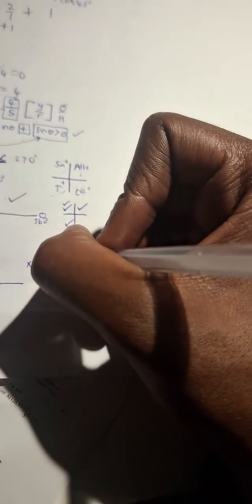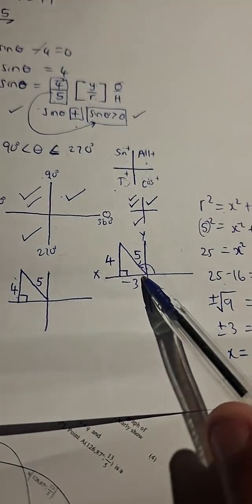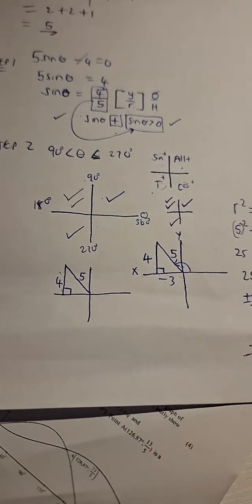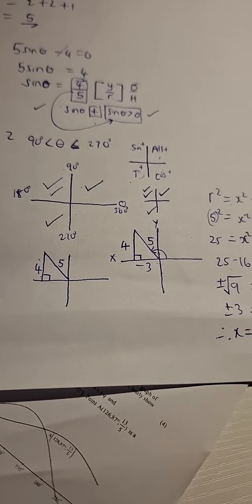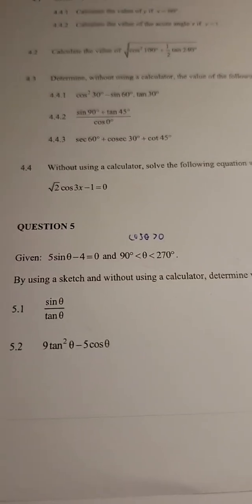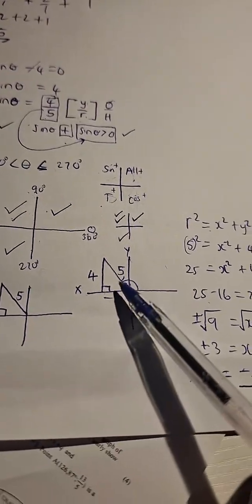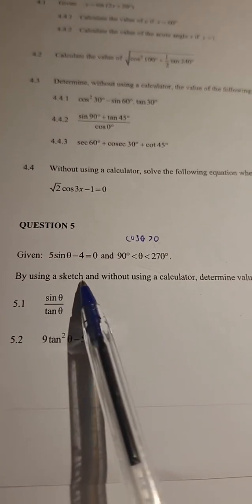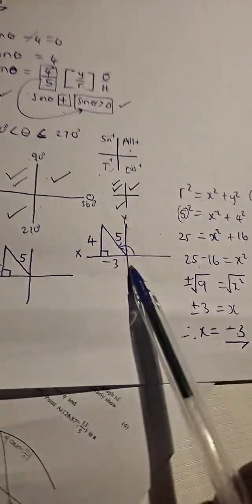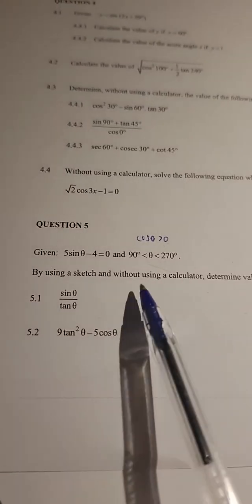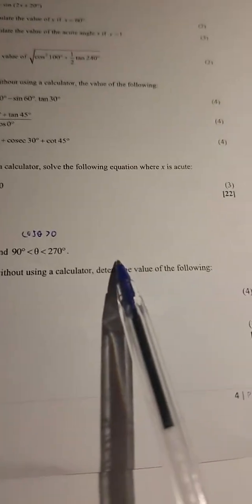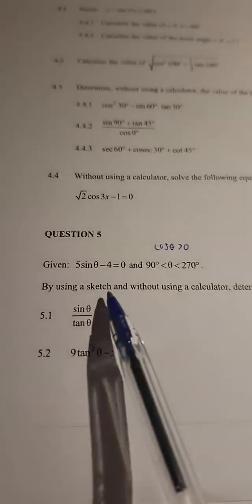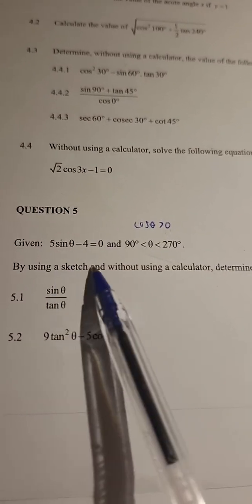The diagram is close to completion. Okay, right? And basically, when we have it, and we have all the sides, then we can move on and proceed to answer the questions, because we now have our sketch without using a calculator. We haven't used the calculator. We are now going to determine the value of the following by using our what?